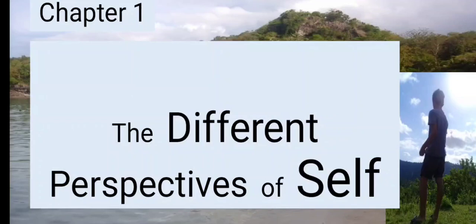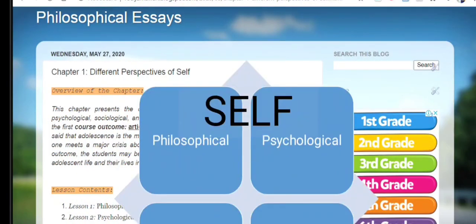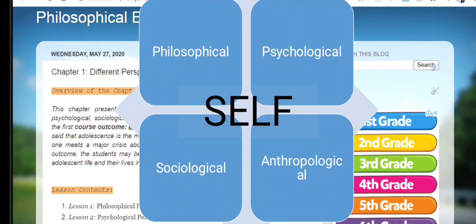Hello everyone, let me now present to you the first chapter of the course, The Different Perspectives of Self. As shown in the diagram, the self is viewed from philosophical, psychological, sociological, and anthropological perspectives. In this presentation, we'll discuss the first perspective, which is about philosophy.